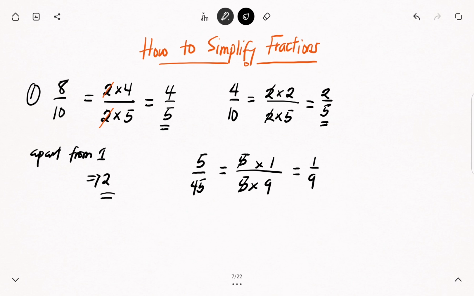So let's say we have just some random examples. Let's say example number 1. Let's say we have 8 over 20. Okay, so 8 over 20. How can we solve this problem? Now I'm going to do this in 2 different ways so that we can actually appreciate what we are talking about. Now if you look at 8 and 20, there is more than one number that can go into both of them.